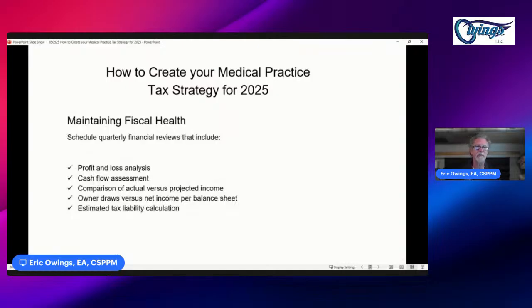Make monthly deposits based on performance, and you can base your performance strictly on the most recently elapsed periods. Now, maintaining your fiscal health, you want to do this at a bare minimum quarterly. I like to encourage physicians to sit down for about 15 minutes monthly and take a look at your profit and loss analysis and cash flow assessments. And you want to compare your actual versus your projected income, what your budget is. So you should be taking a look at that at bare minimum quarterly.